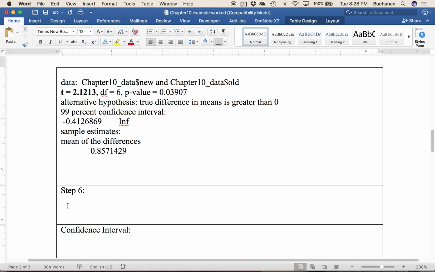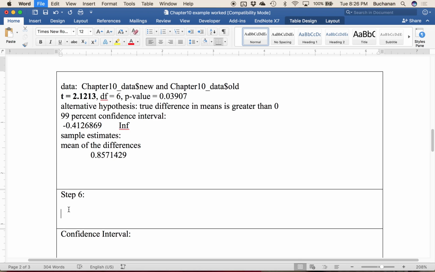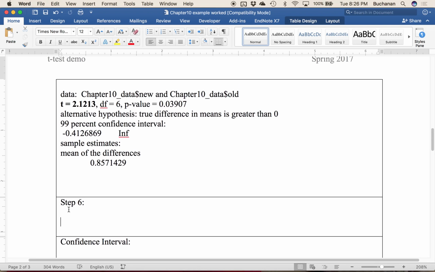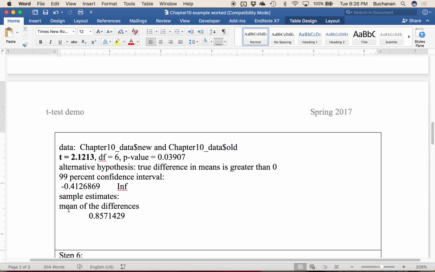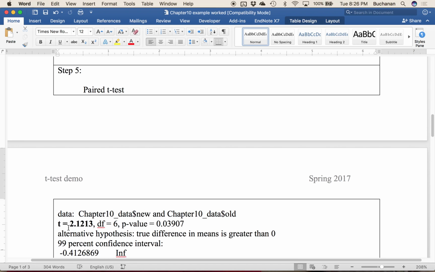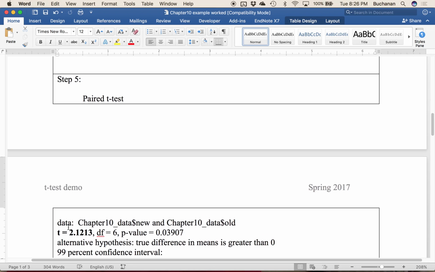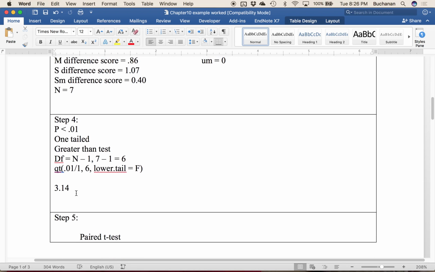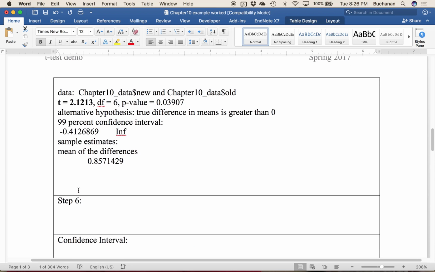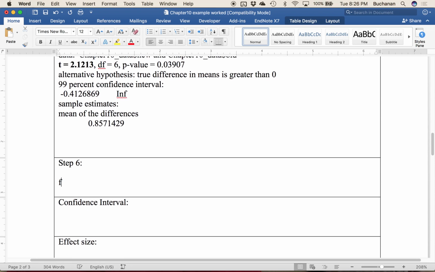Let's first talk about whether or not we're going to reject, and then we'll show you the other way to get t, CIs, and effect size. So do I reject? My t found is 2.12. My t critical is 3.14. I already didn't make it by almost a whole point. So I'm definitely not going to reject the null. So I'm going to fail to reject.